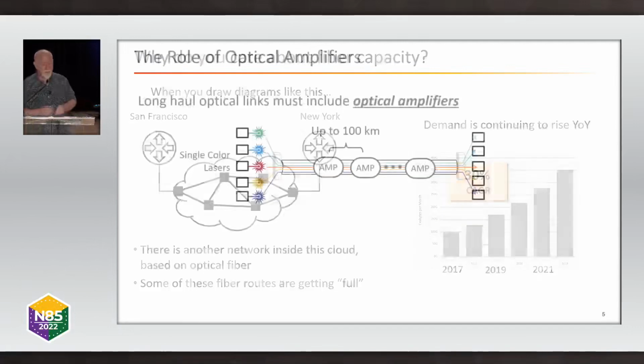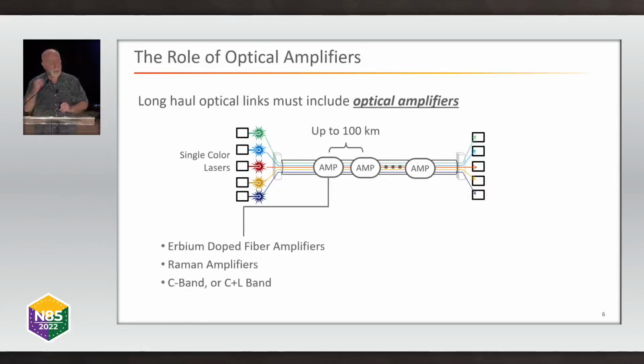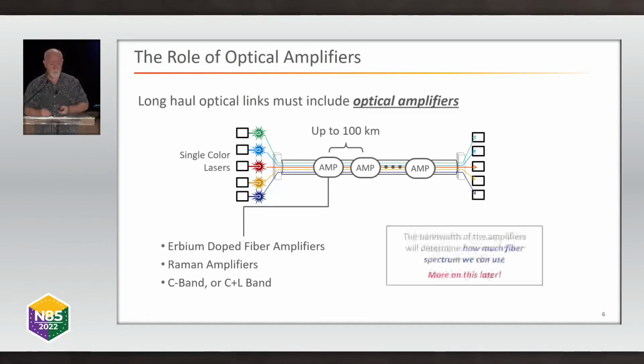So I talked about amplifiers, and long-haul networks have to include these optical amplifiers. Typically, we use erbium-doped fiber amplifiers, or EDFAs. We also use Raman amplifiers, and these typically amplify in 2 bands, the C-band or the C-band and L-band. And most networks today are still using C-band, although it's becoming increasingly popular now to light up the L-band as well.